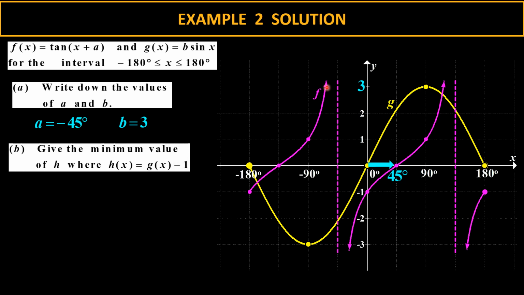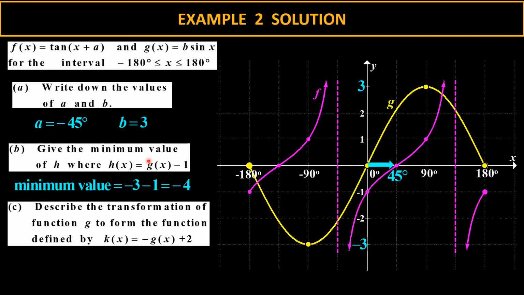Let's look at the second one here. We want to determine the minimum value of h, but there's no h here. Yes, but they define the h in terms of g. So I have to transform the g's minimum value. What is the minimum value for g? If I look at g, that's the yellow one, what is the minimum value? The lowest value there is -3. So what must I do with that -3? I must take -3 and then subtract 1 from it. Easy, that's -4.